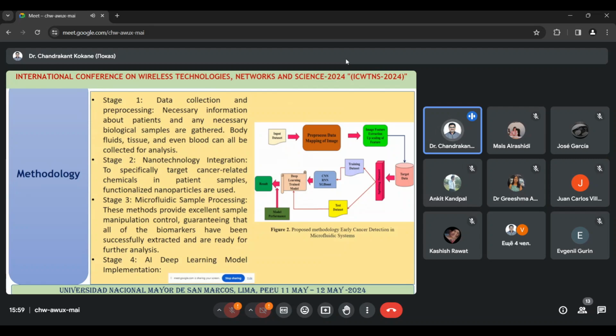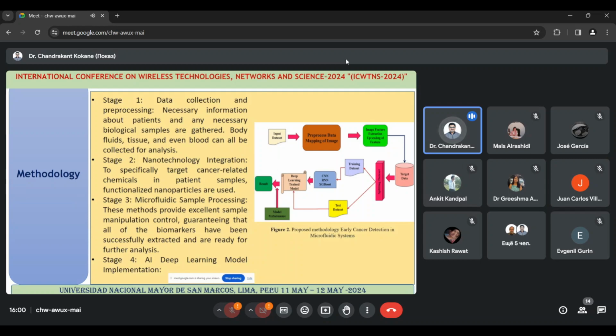Images are taken into consideration. Body fluids and tissues are completely categorized here from the pre-processing. The pre-processing is crucial to ensure high quality data, and after data collection and pre-processing we are getting accurate data. Then the same is provided to the nanotechnology integration.